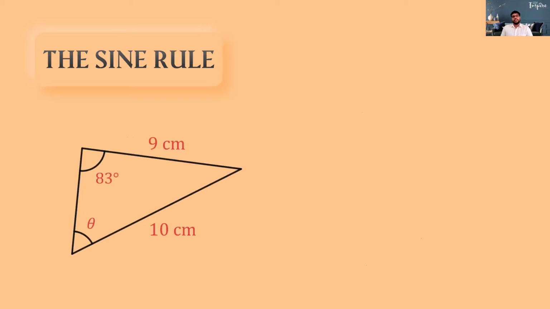Now see this one. This one we know the sides. One of the angles we don't know. So again, children, you can see of 9, the opposite angle is theta, and for 10, the opposite angle is 83. Can you all see, children? So let's use sine rule again. So A over sine A equals B over sine B. So this time, children, we'll take 10 over sine 83, that is the opposite angle is 83.